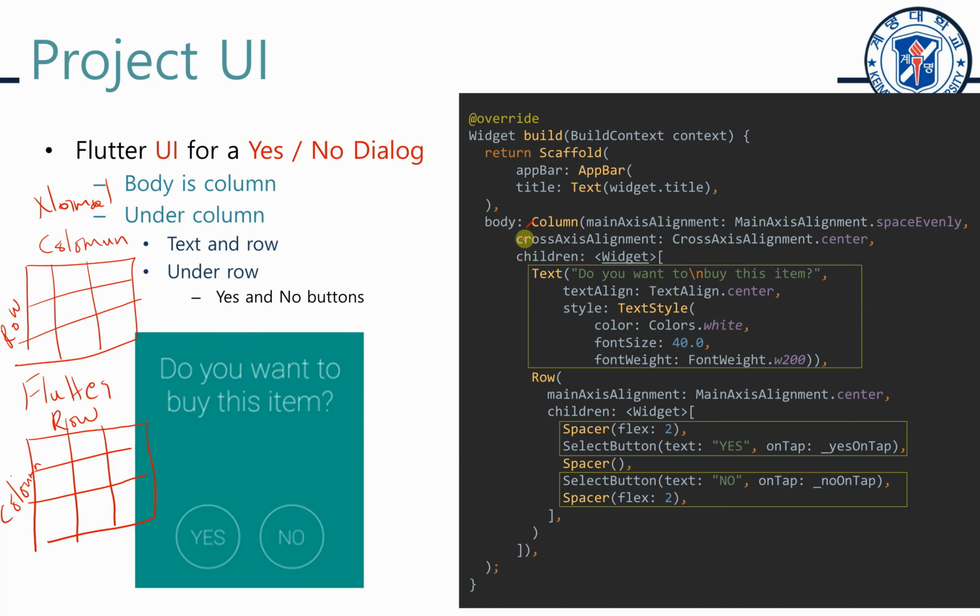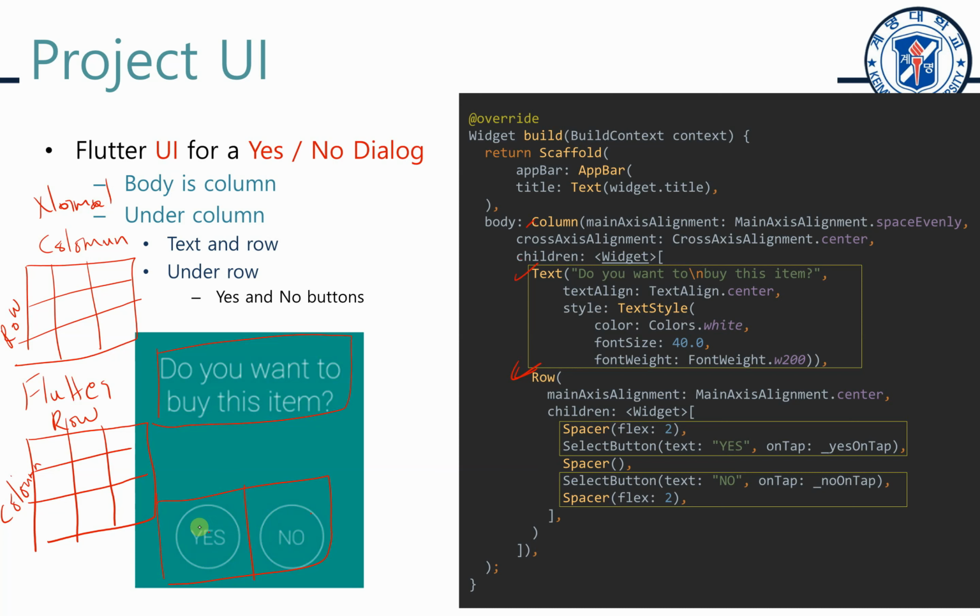The first child is going to be a text. But the second column: this is the first column, and this is the second column. In this second column I will create a row. I will not use the whole thing, I will create a row. So this is the first row and this is the second row.